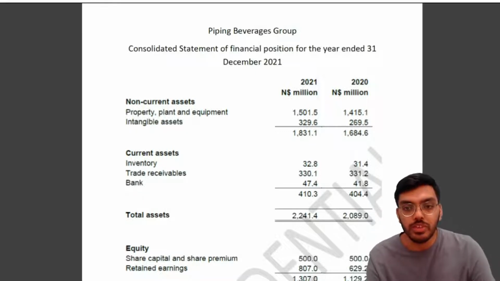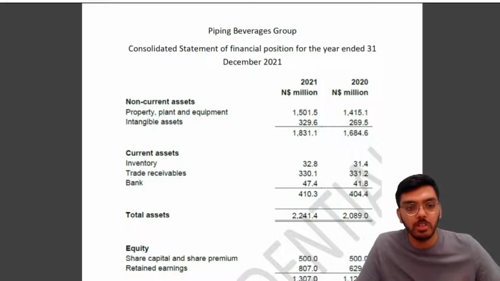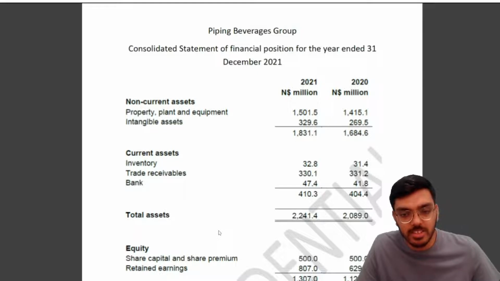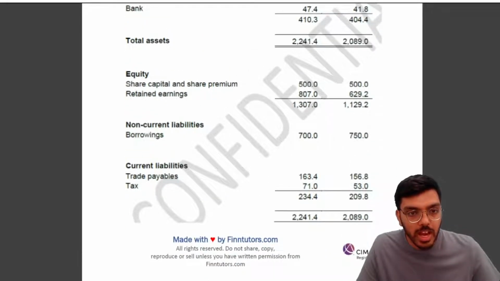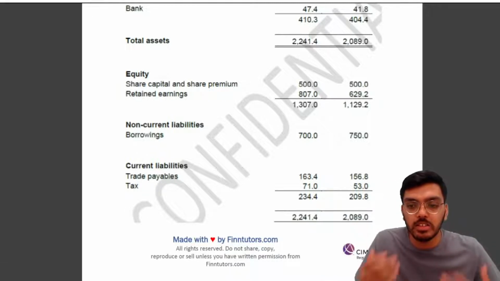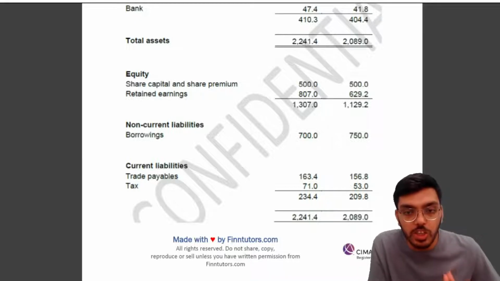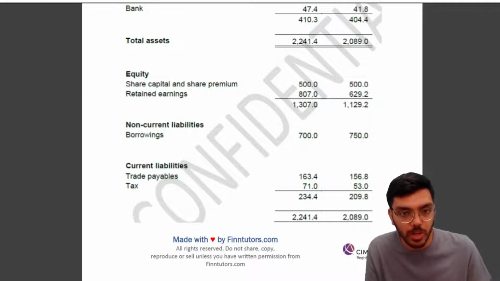Current assets, your inventory from 31.4 million became 32.8, a negligible increase. Trade receivables, a negligible decrease. Bank, a negligible increase, again nothing huge, nothing too alarming. So that brings you to your total assets amount. Coming to the equity amount now, your share capital and share premium remain the same, clearly telling us that no new equity was issued in the current year. Retained earnings have gone up, obviously because of the profit that you made.